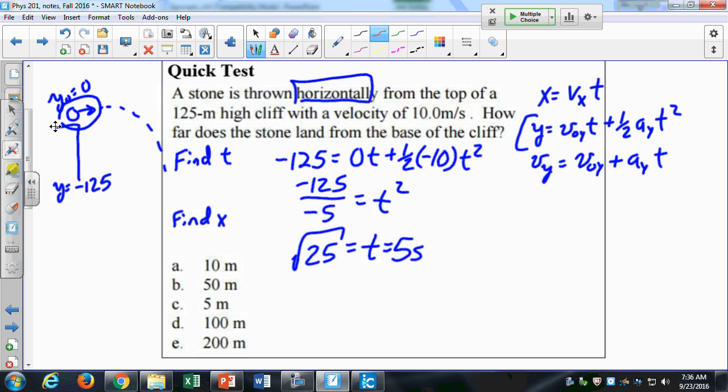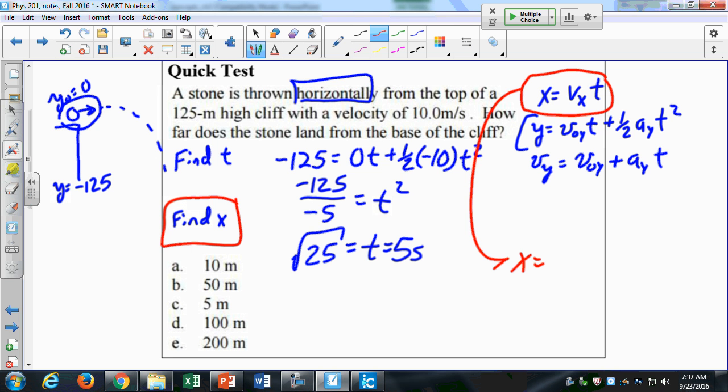And then the next step is to find x. So I say x equals Vx, which is 10 meters per second. That's just the speed that it's traveling. Remember, no y component, only an x component, times the time, which is 5 seconds. So it's 50 meters. B is the right answer. Okay?